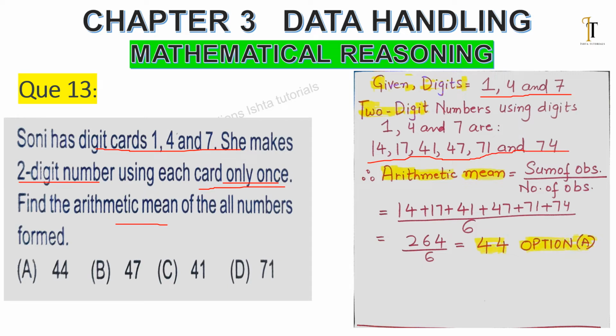You need to find the arithmetic mean, that is sum of observations upon number of observations. So on adding all the observations and dividing by 6, because total observations are 6 here, we got 44. That is option A.